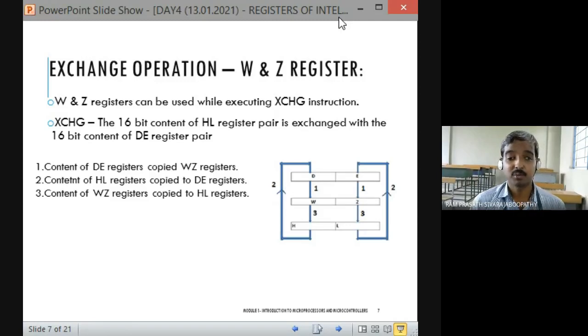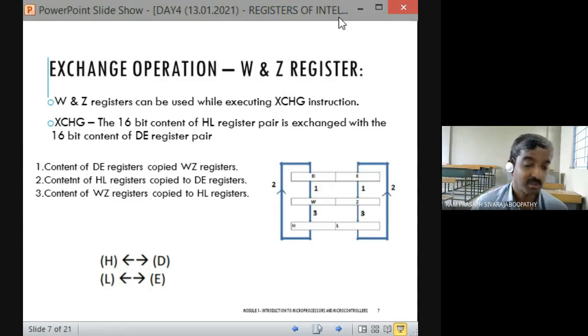internal operation, to carry out some internal operation, this kind of non-accessible registers are used by the CPU. WZ register la I can't put any data, I can't access the content of WZ register through program. Okay, whereas the CPU do internally. Fine. So this is the notation. So H ல உள்ள content D க்கு போயிடுச்சு, D ல உள்ள content H க்கு வந்துருச்சு. Similarly the lower byte of the register pair L ல உள்ளது E க்கு, E ல உள்ளது L க்கு காப்பி ஆயிடுச்சு.